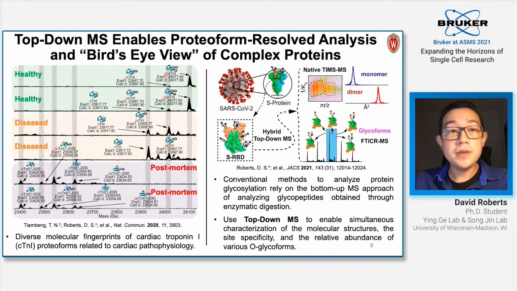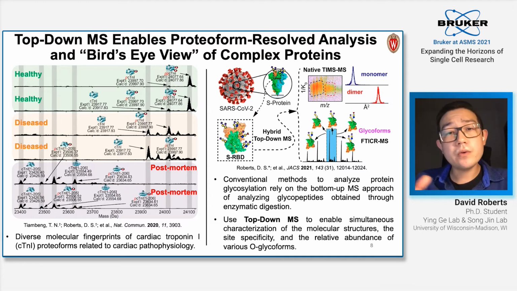But here we can use top-down to gain this holistic and intact view of all of these changes. And specifically, what I'll show here and the focus of today's talk is on utilizing a hybrid native TIMS approach with an ultra-high-resolution Fourier transform ion cyclotron resonance approach to not only understand the structural heterogeneity of the S-RBD, but also simultaneously characterize its molecular structures.